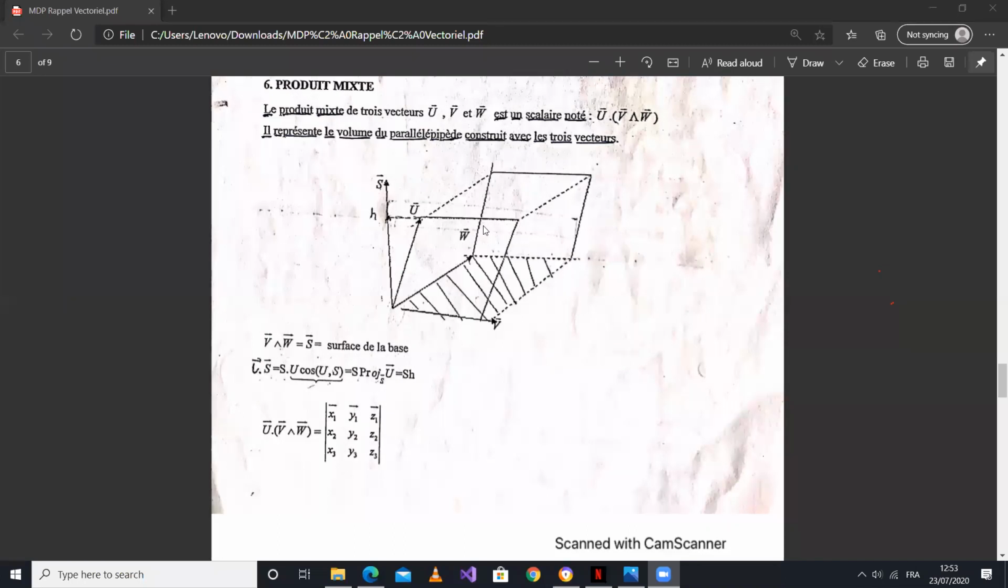So the previous form gives us the volume of this shape these vectors form. Okay. The product mixed that we have here is going to give us the volume of this shape. And there's a proof here.